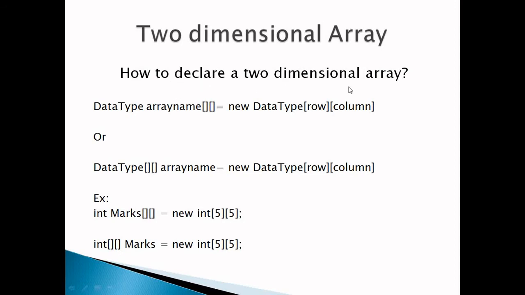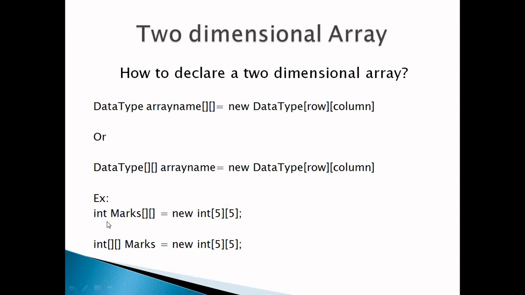Two-dimensional array. So how to declare a two-dimensional array? First we declare the data type, then space, array name. Here it is a two dimension, so you declare two dimensions is equal to new data type, row size and column size. Another way you can also represent the array: first the data type, then the dimension, then array name is equal to new data type, row size and column size.